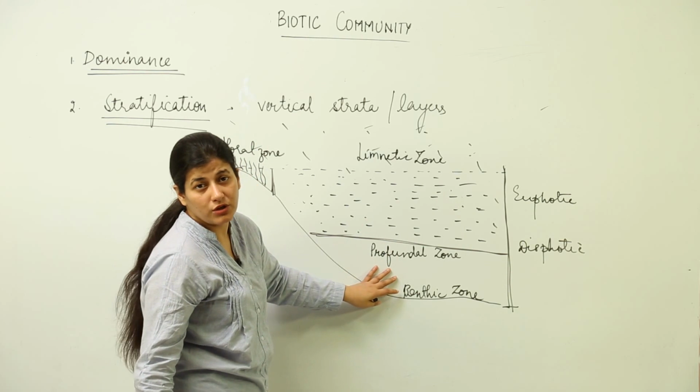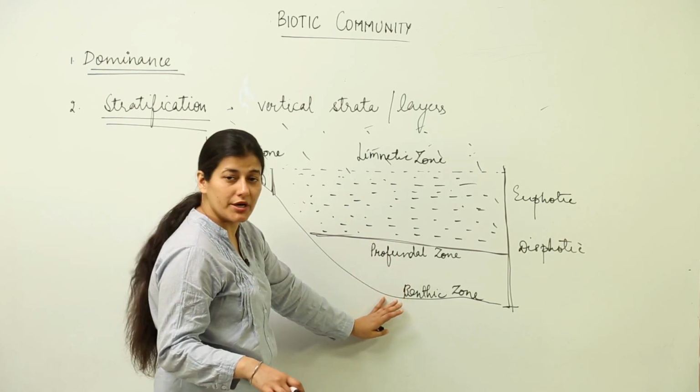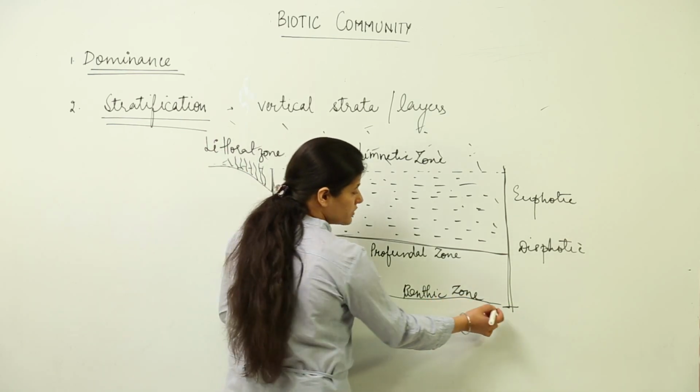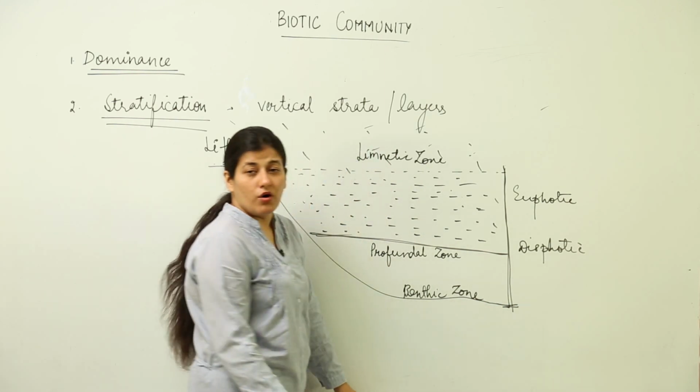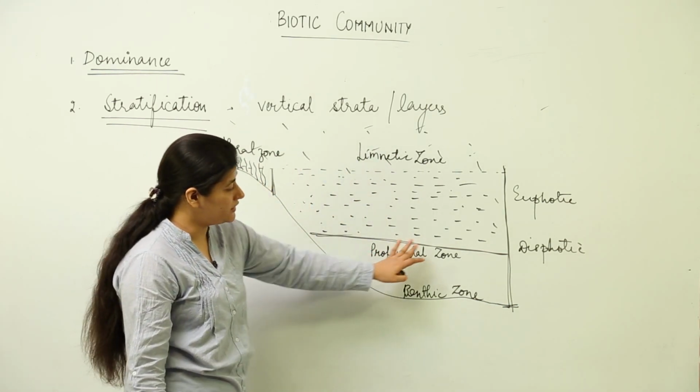In the profundal zone you find no producers, but there are animals present, and at the benthic zone also you find animals which are devoid of colors. They are usually black or grey in color. This is a completely dark region.